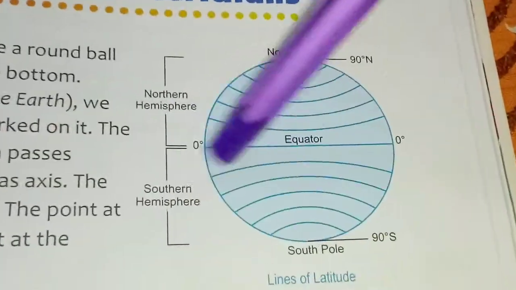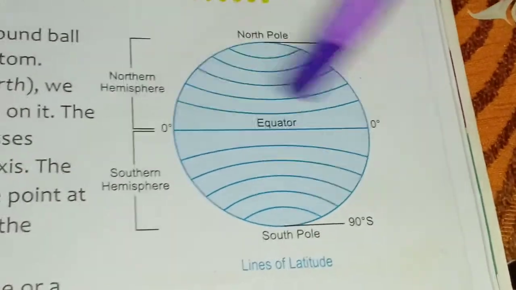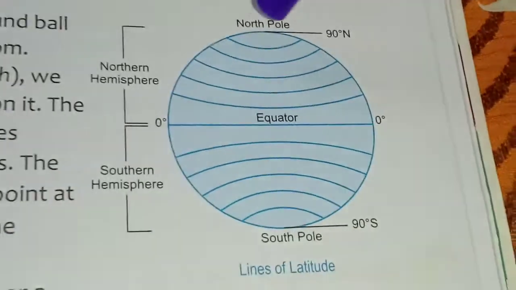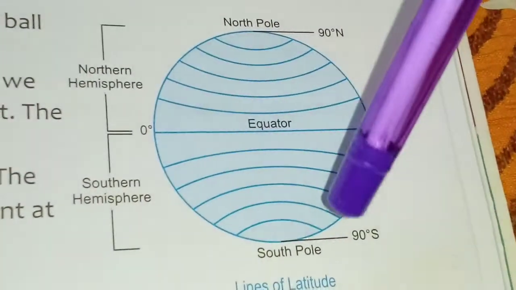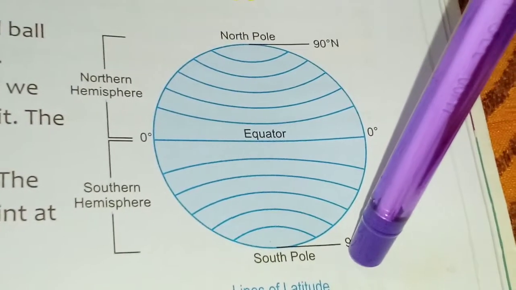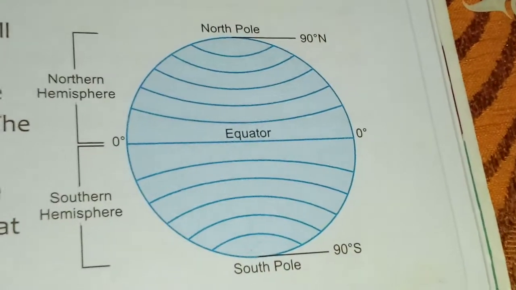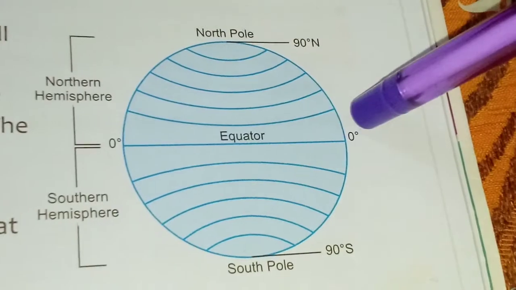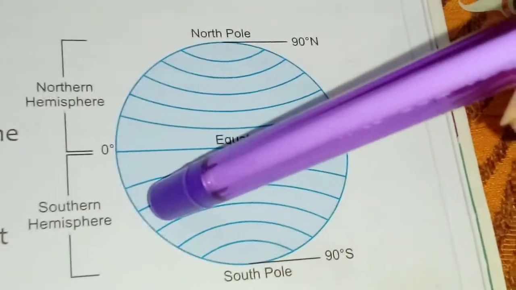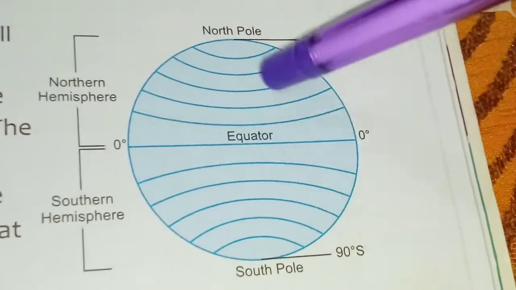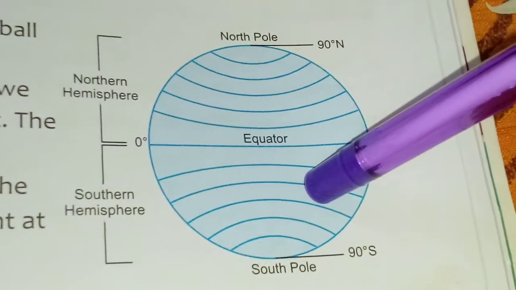Here are the lines of latitude which run from west to east or east to west. You can see, this is the North Pole, it is 90 degrees N, and the South Pole is 90 degrees S. Parallels of latitude run always horizontally in the east-west direction. As these lines are all parallel to each other, they are called parallels of latitude.